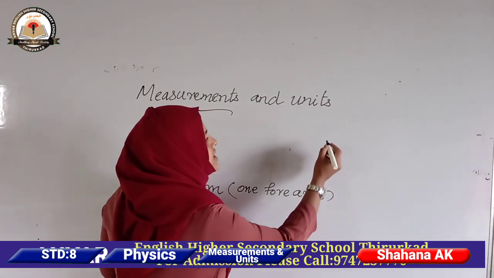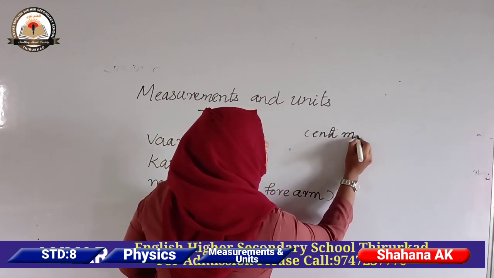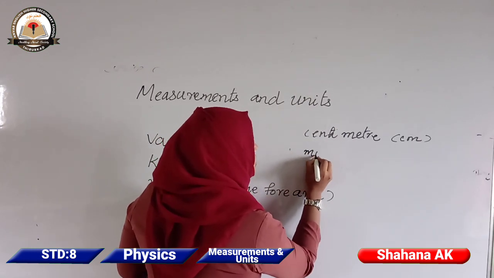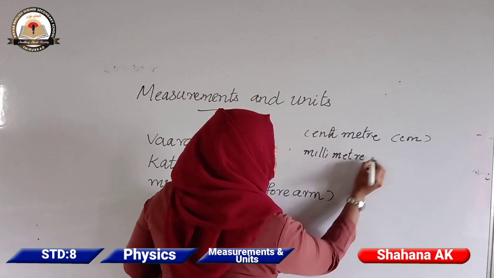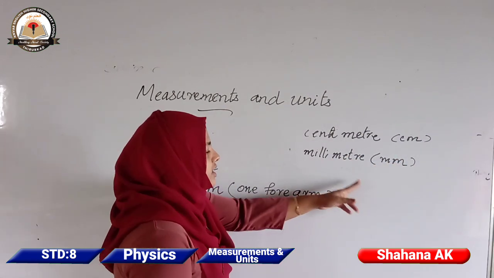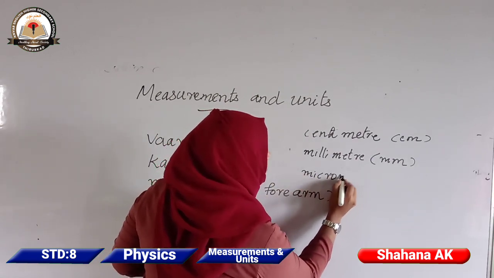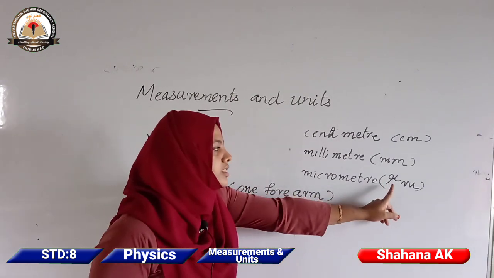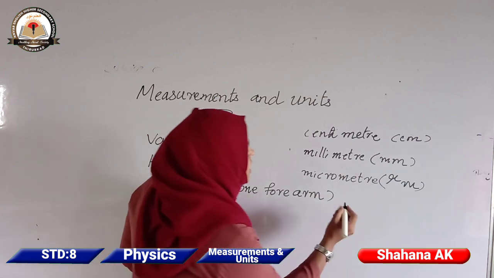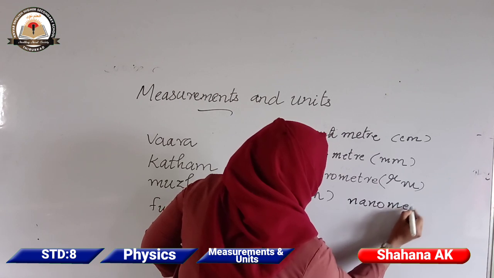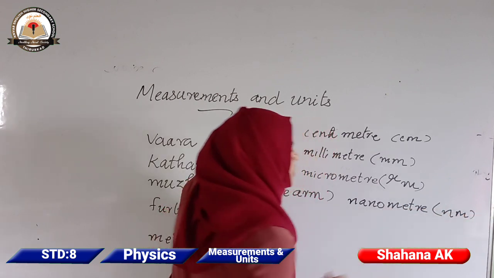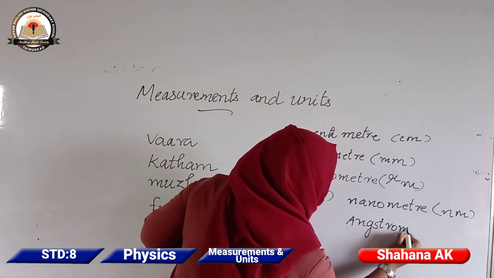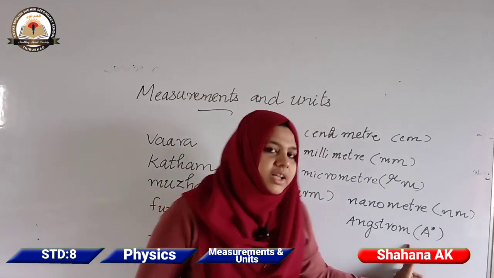We can represent centimeter using this particular symbol, cm. Then millimeter, we can represent millimeter like this. Next one, micrometer. We are using a particular symbol to represent micrometer. Then next one, nanometer. Here we are using this particular symbol to represent nanometer. Then next one, angstrom. Here we are using this particular symbol to represent angstrom.